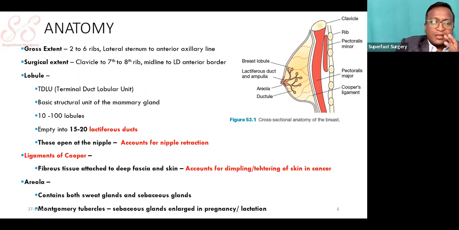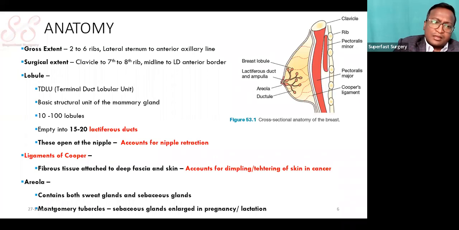Breast is basically made up of the terminal ductal lobular unit. It is the basic structural unit of the mammary gland, and there are 10 to 100 lobules in one breast, and all of them will empty into the 5 to 20 lactiferous ducts, and all these will open into the nipple. Now, involvement of the lactiferous duct is responsible for nipple retraction, while involvement of Cooper ligament is the reason for dimpling and tethering of the skin. So Cooper ligament is nothing but fibrous tissue attached from the overlying skin to the underlying deep fascia of the pectoralis major muscle.